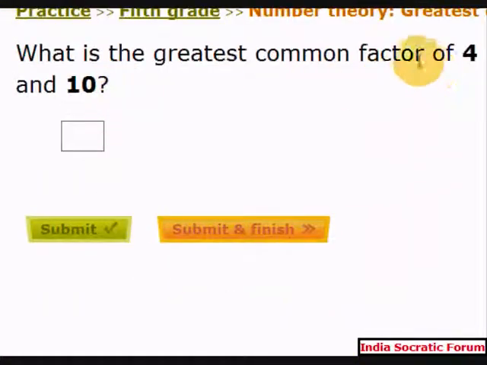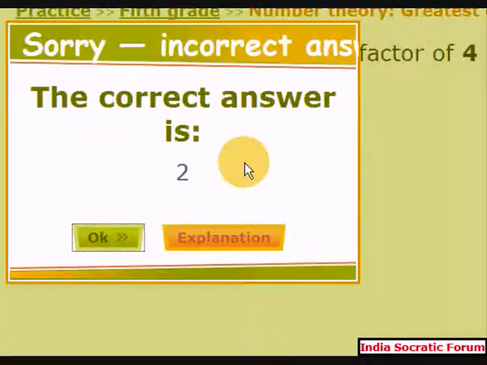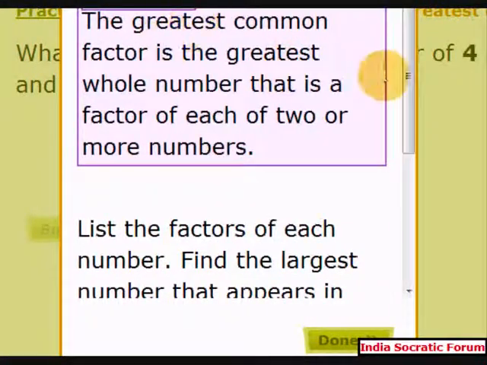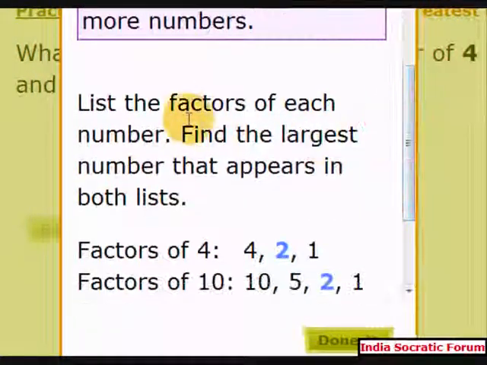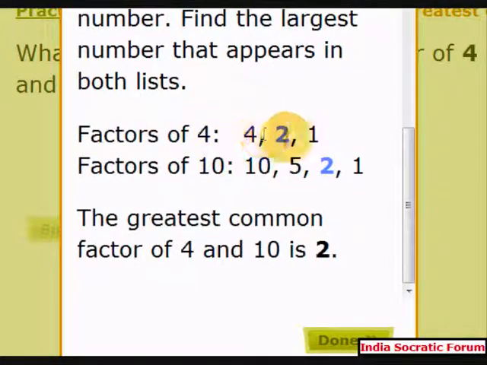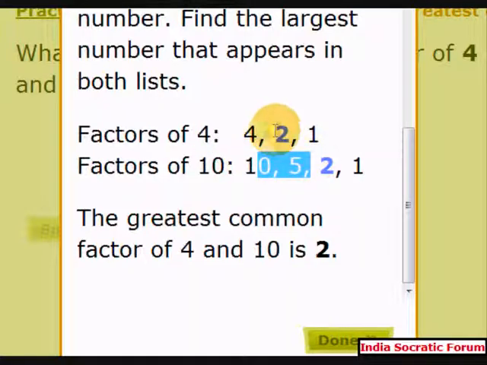What is the greatest common factor of 4 and 10? Pause the video. Find the answer. The answer is 2. Once again, do you know why? Read this loud. Factors of 4: 4, 2, 1. Factors of 10: 10, 5, 2, 1. These are all not common. The greatest common is only 2. GCF is 2.